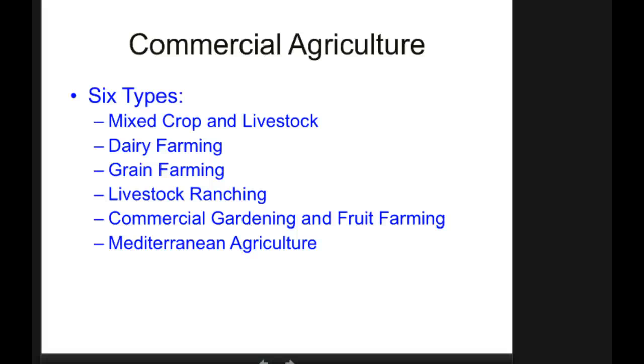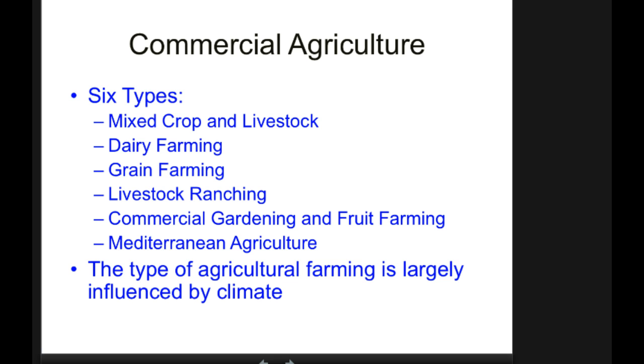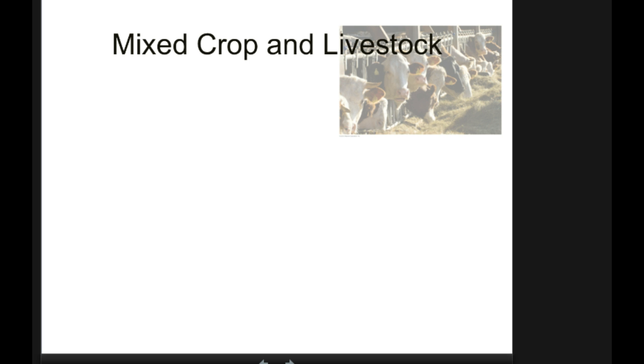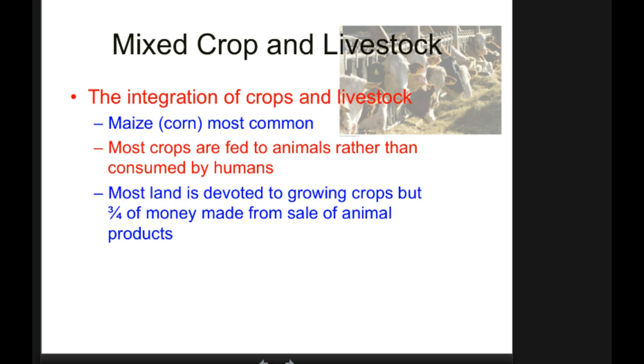So the 6 major types: mixed crop and livestock, dairy farming, grain farming, livestock ranching, commercial gardening and fruit farming, and then Mediterranean agriculture. All these, again, are going to be largely influenced by physical features and the landscape and the natural environment that we find in a particular region. So, quickly highlighting these 6 different types and their major characteristics. First of all, mixed crop and livestock.